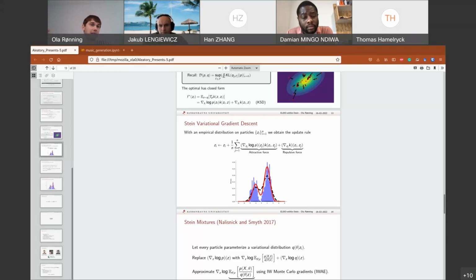Also, the computation time is a function of the number of particles. If you use 100 particles, it's going to take longer.